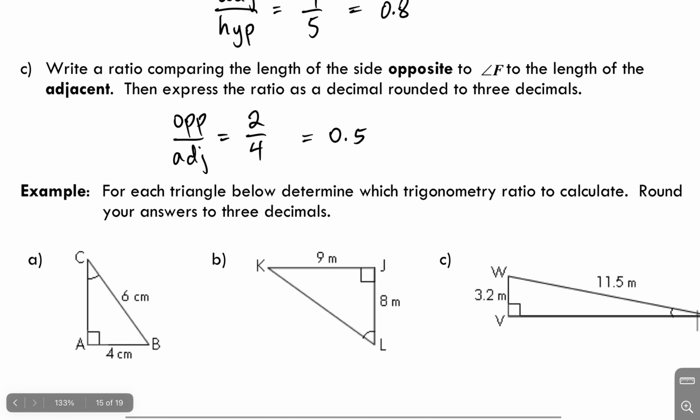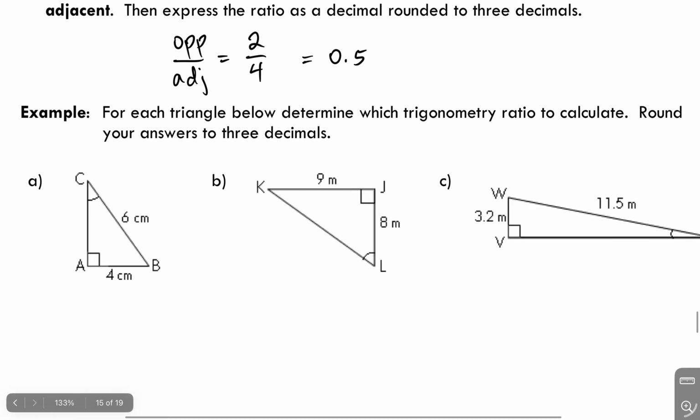Here's another example. For each triangle below, determine which trigonometry ratio to calculate. Round your answers to 3 decimals.